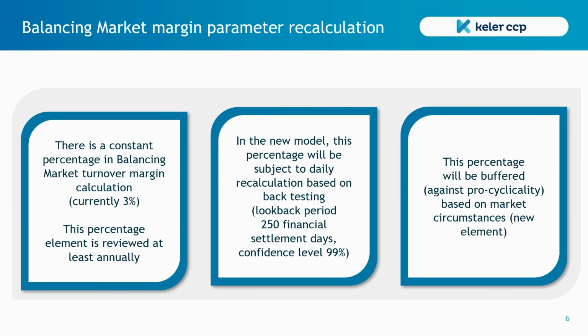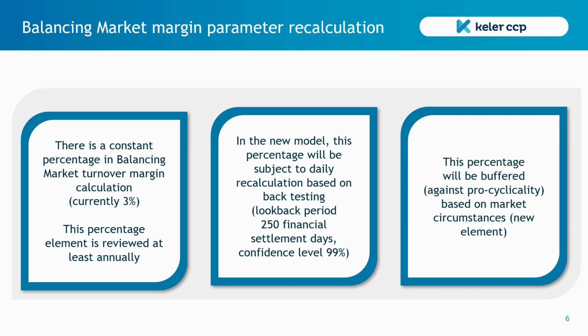Currently, when we calculate the balancing market's turnover margin, we check the 365 days purchase price payment. We sum it up and multiply with a given percentage parameter. This percentage parameter is currently 3%. This percentage element is reviewed at least annually. But with the new model, this percentage will be subject to daily recalculation.